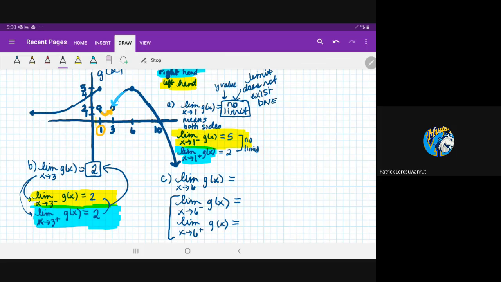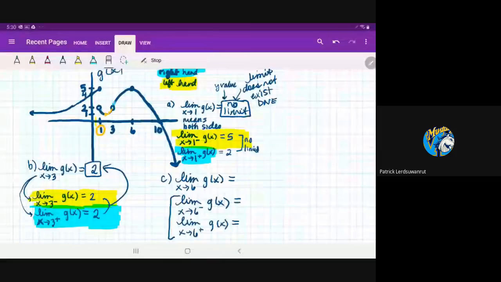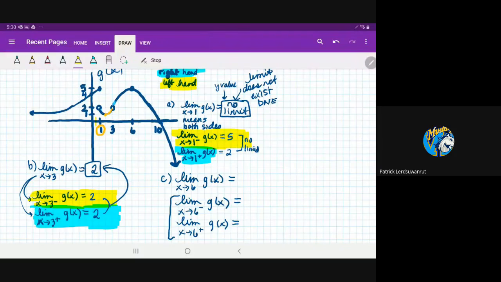Let me change my colorings here. Okay, I'm using my yellow and I'm tracing the graph with my hand on the left-hand side of 6. And where am I going towards? What y value? Okay, so you guys agree with this 5? So that would be this one. And that's my yellow, not my blue.